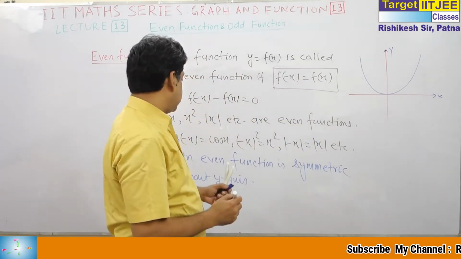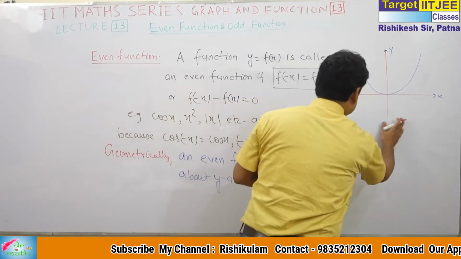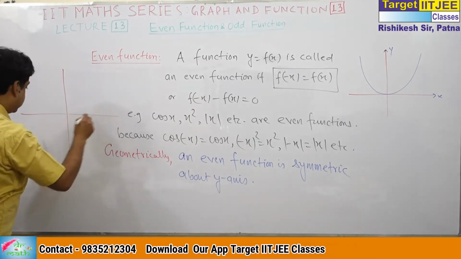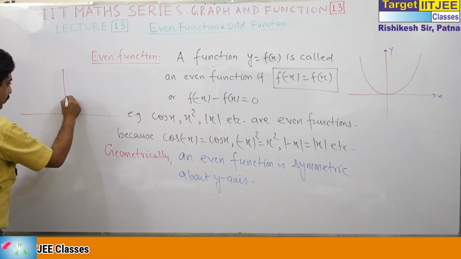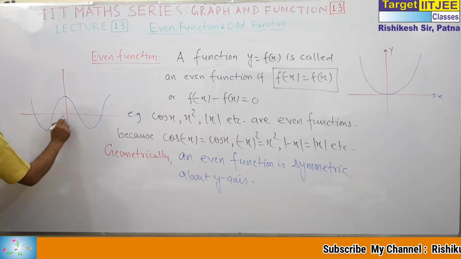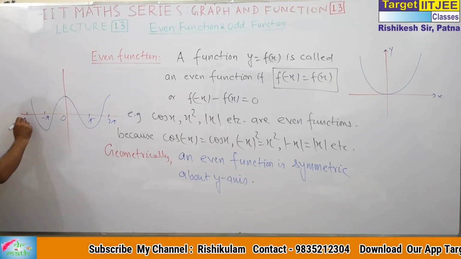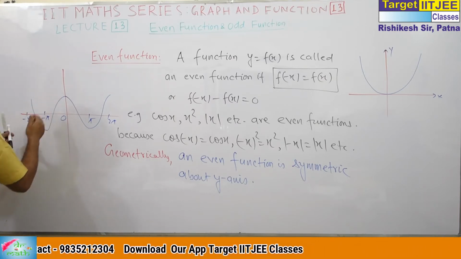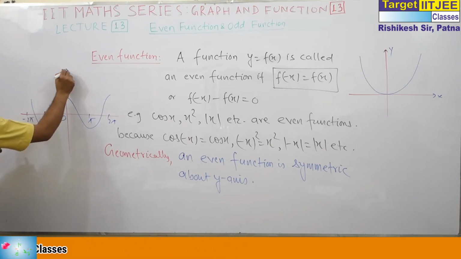You can also see the next example, cos x. What is the graph of cos x? This is actually the graph of cos x in 0 to 2 pi, and when you move here, this is the graph of cos x, with 0, pi, 2 pi, minus pi, minus 2 pi. You can see in the graph of cos x, this portion is symmetric about the y-axis.